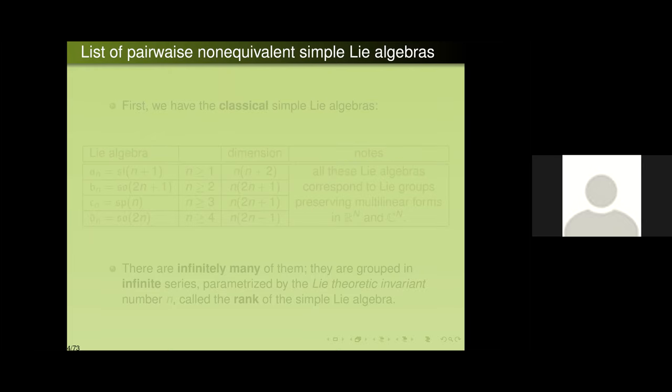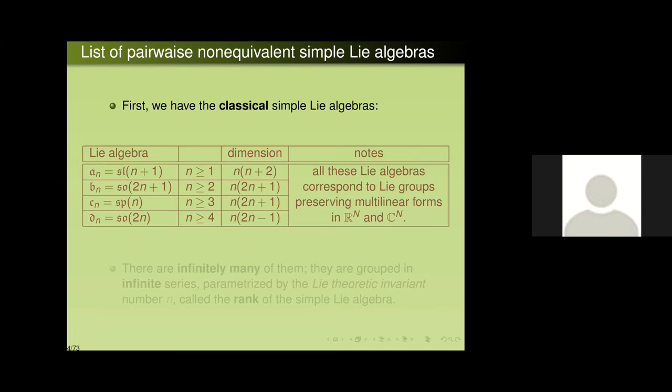And here is the list. So first we have the classical simple Lie algebras, like A_n, B_n, C_n, D_n, and all of them are algebras that correspond to Lie groups preserving multilinear forms in R^n. So these groups, B_n and D_n and C_n, are groups that preserve quadratic forms, B_n and D_n symmetric quadratic and C_n antisymmetric quadratic, and A_n is a group preserving a volume form, a form of maximal degree.